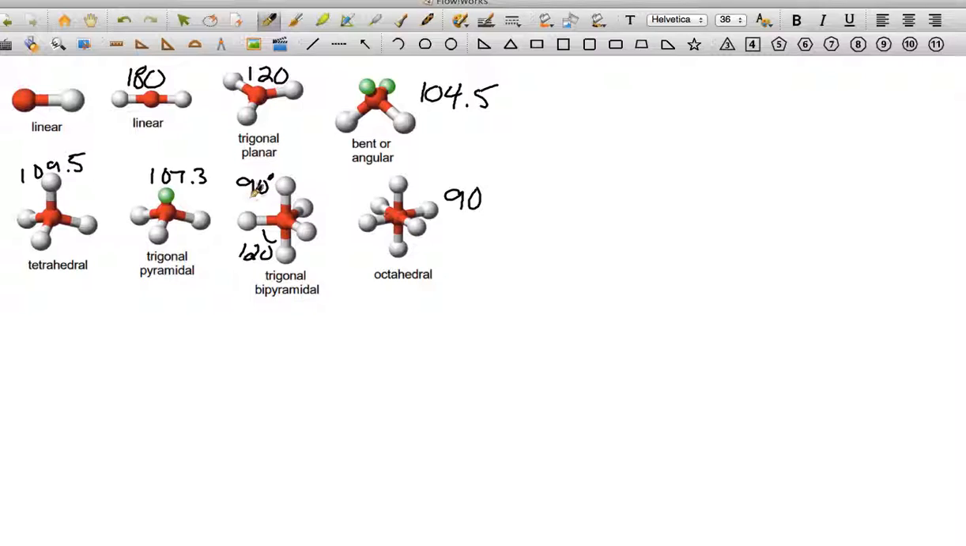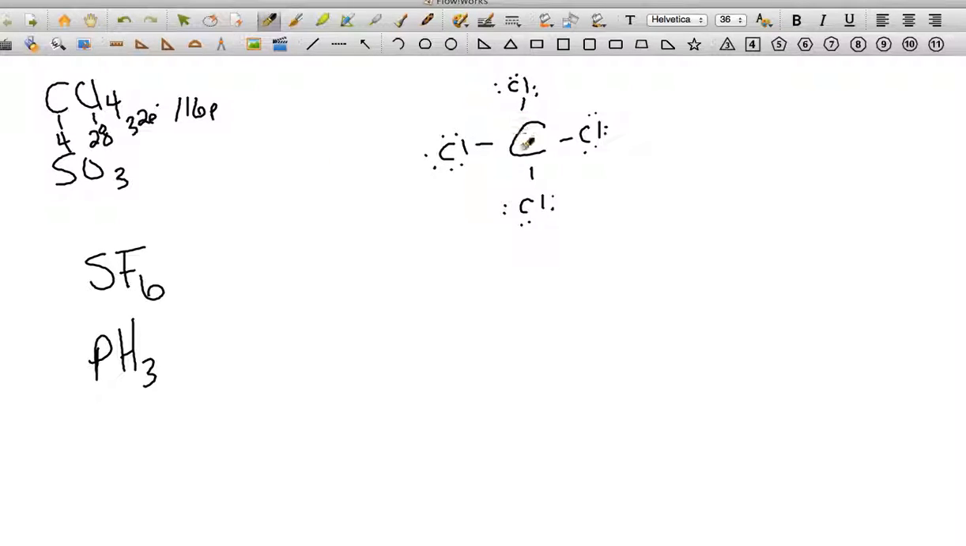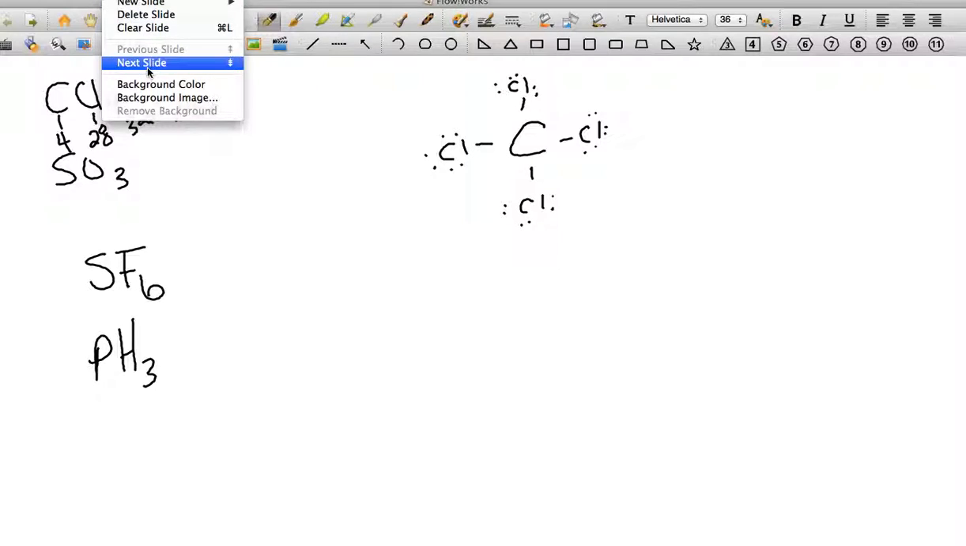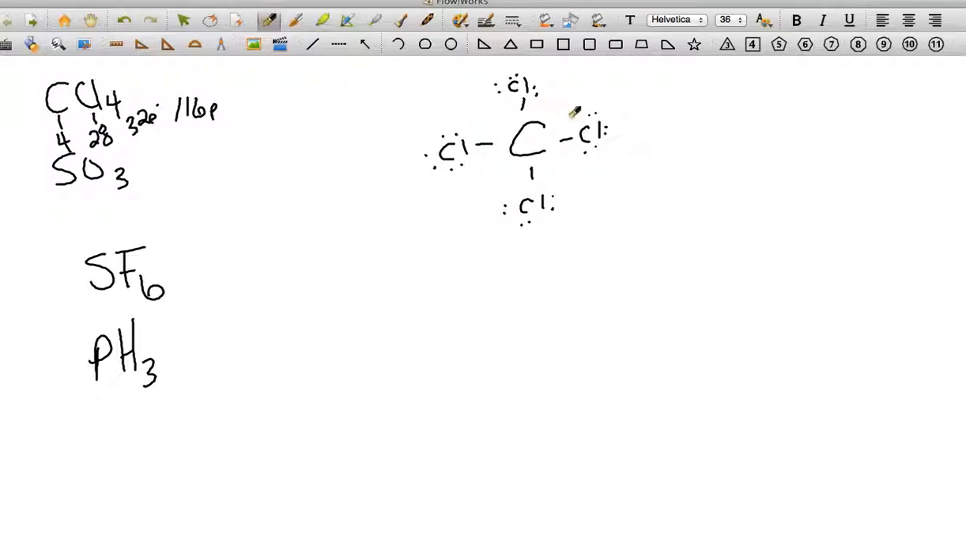And you'll be given this for your test, which gives you a picture of the shape and it gives you the angle. So let's quickly go back to that other slide for a second. And notice that we've got a central atom and 1, 2, 3, 4 bonds coming off of it. So if I come back here, where I have a central atom and 4 bonds coming off, that is a tetrahedral shape with a 109.5 angle. So I'm going to come back and just say this is tetrahedral.